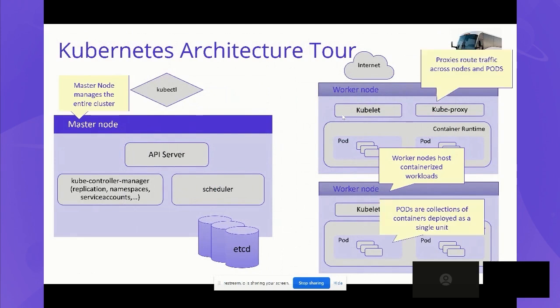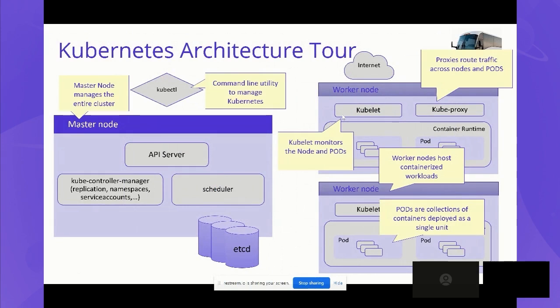This is a rehash of the same thing. The master node manages the cluster through the control plane. You have kubectl, which I had already talked about. Kube proxy proxies traffic to these pods. Kubelet monitors for any kind of pod activity, and then you have pods, which are a collection of containers. So let's get to pods next.